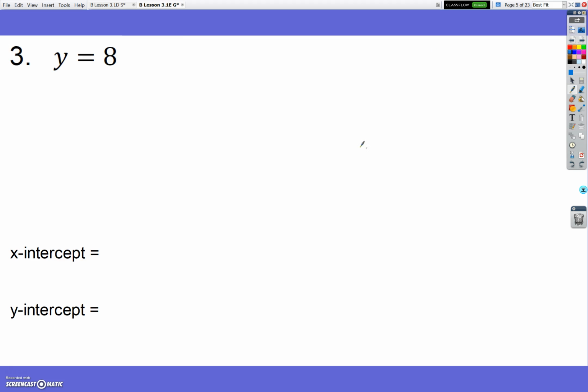Alright, now this one is a tricky one. Remember, whenever it is y equals, that's going to be a horizontal line.